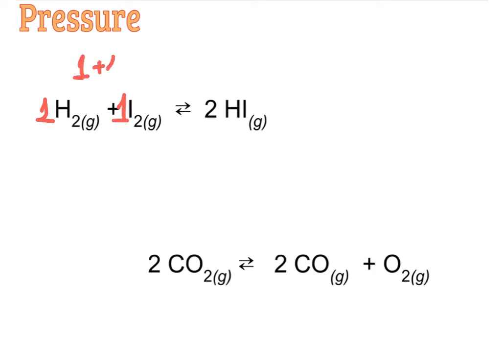We have an equal number of moles of gases on both sides of the equation, 2 moles on the left and 2 moles on the right. So while an increase in pressure will speed up forward and reverse reactions, it will speed them up in equal measure. So there will be no shift in equilibrium.